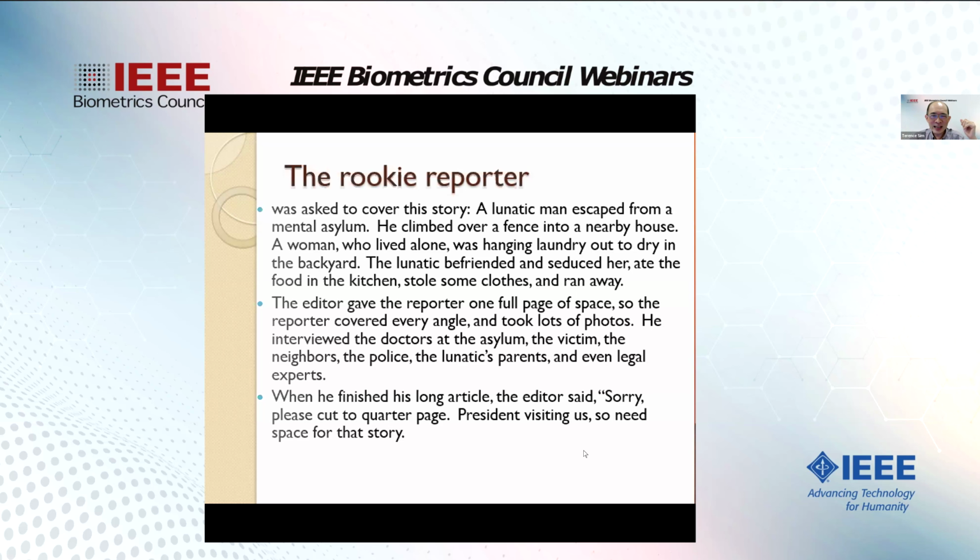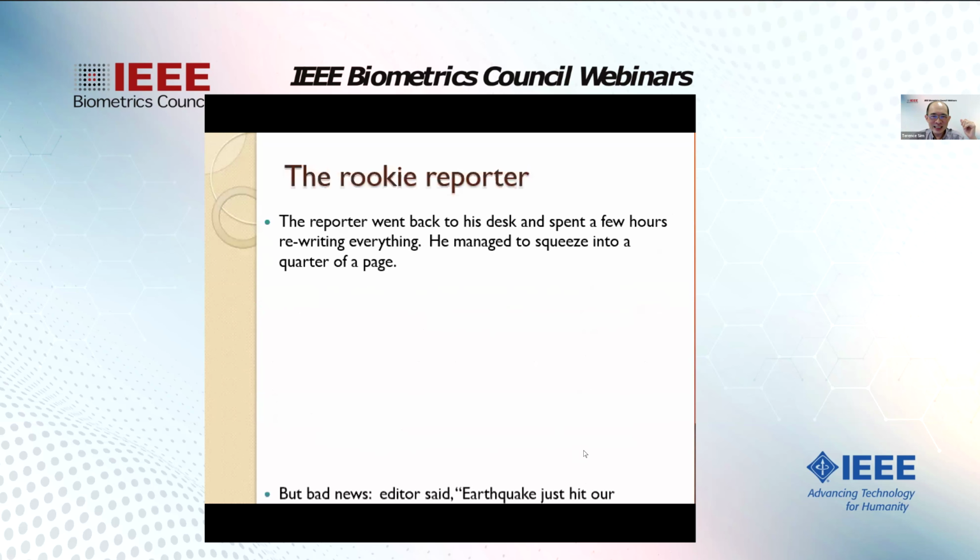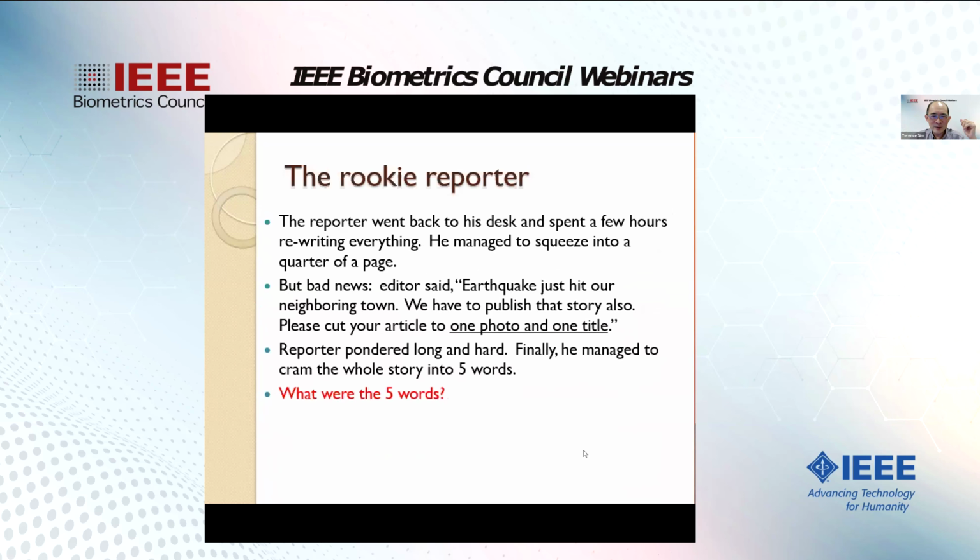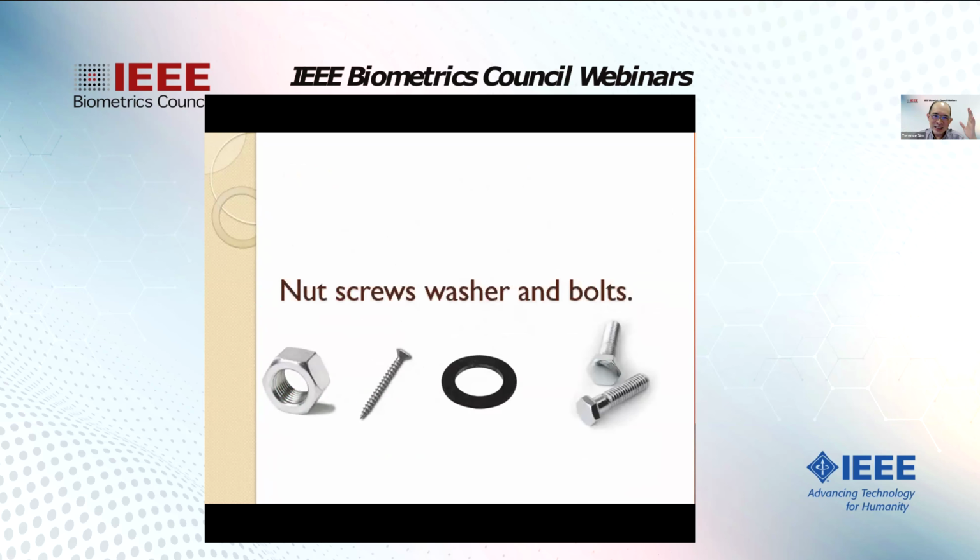Okay, I will not keep you guessing. Here are the 5 words: Nut, screws, washer, and bolts. I want to explain this. There's a lot of double meaning here. I'm sure most of you will get it. If you don't, then you ask somebody who does. These are the 5 words.